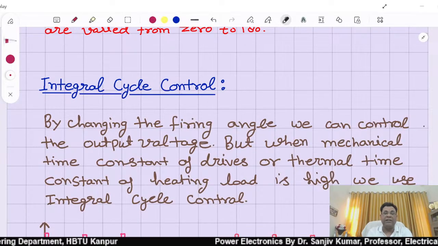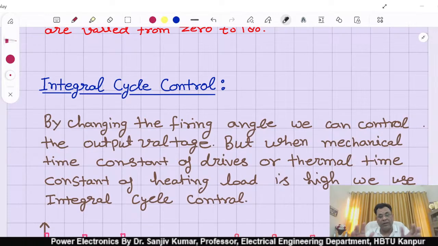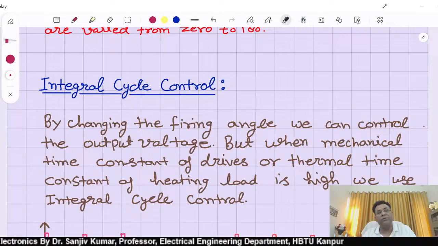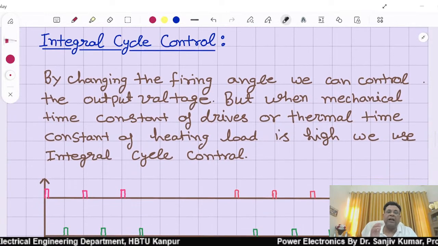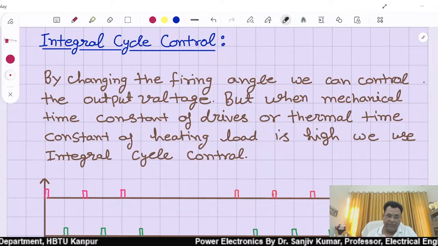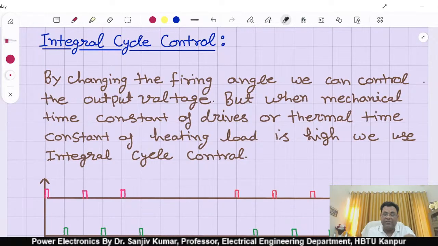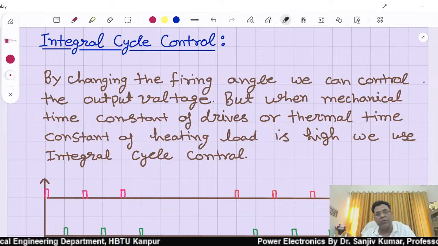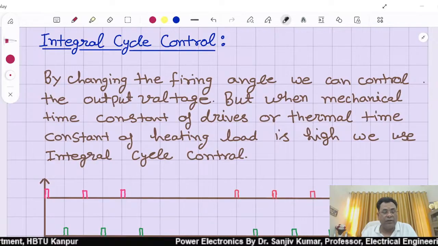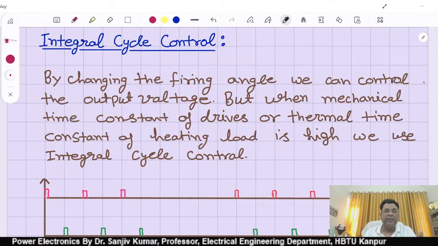where we have to maintain the temperature of steam at a particular level. There we use integral cycle control, right? Means these are used where the electrical motor drive constant is quite high. There we use AC voltage integral cycle control, right? Or where we need to control the temperature and the thermal time constant is quite high. There we use this integral cycle control.